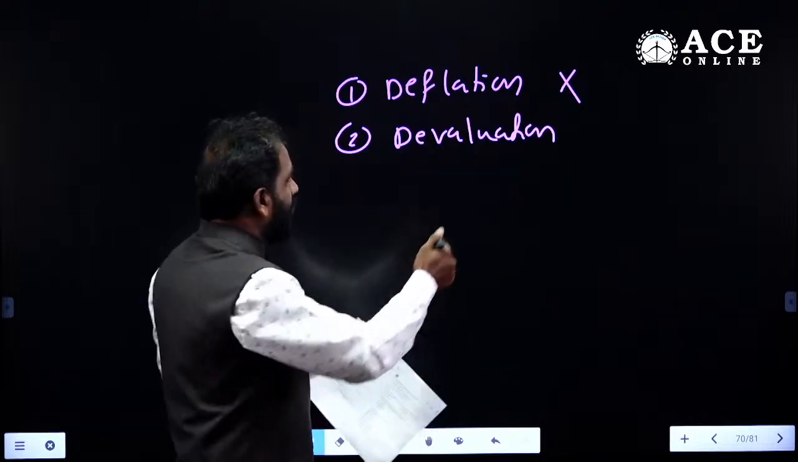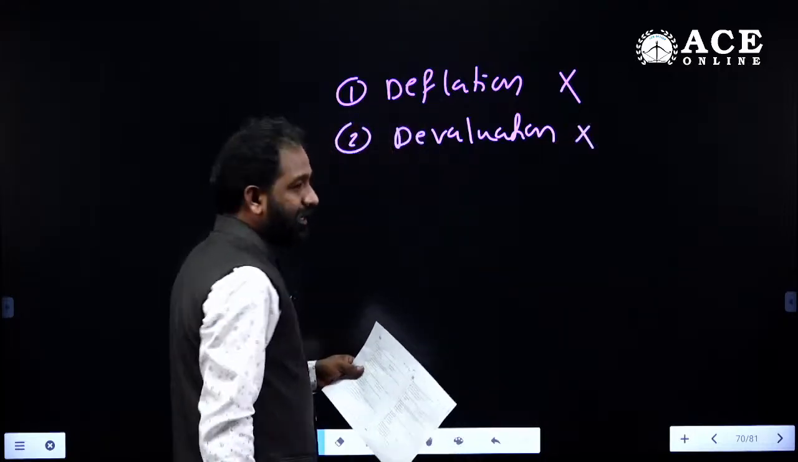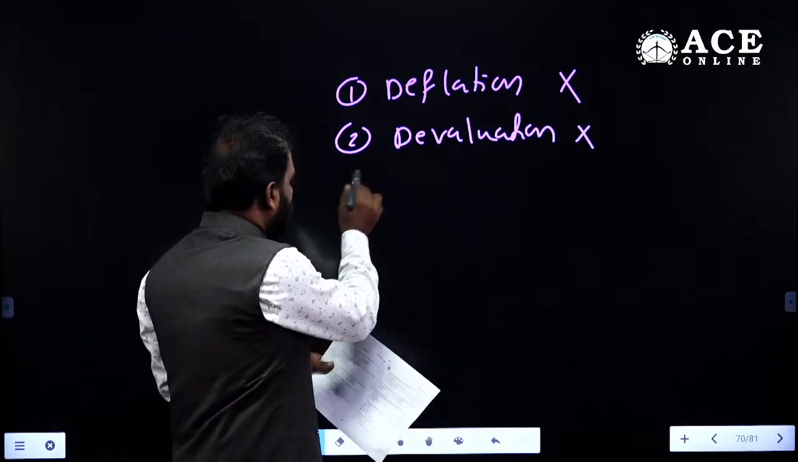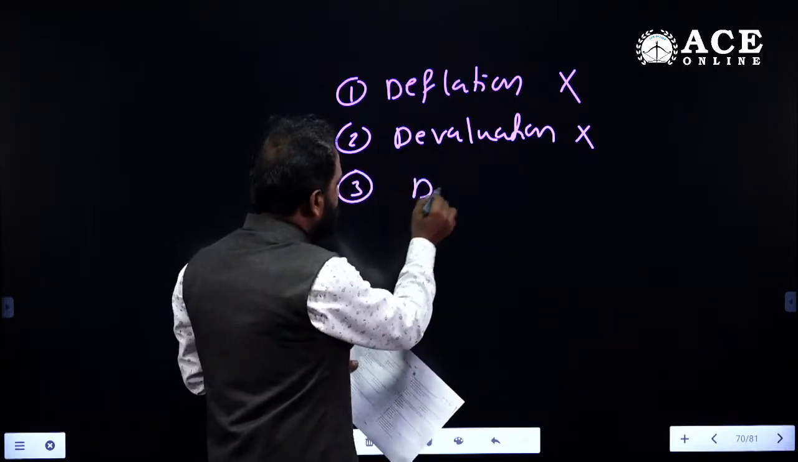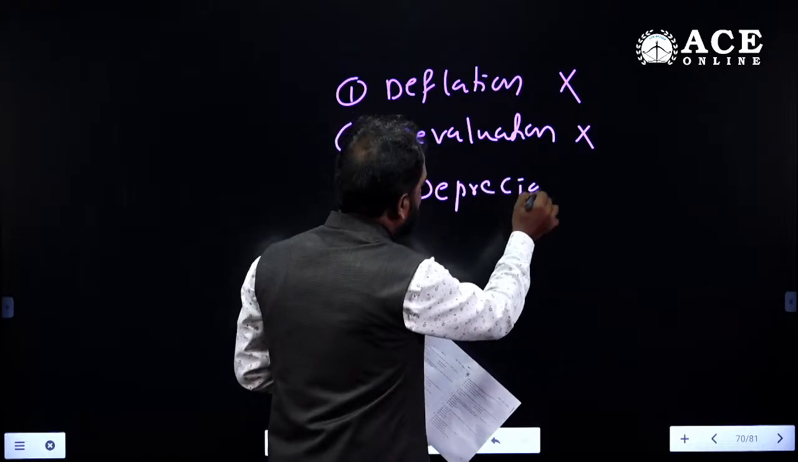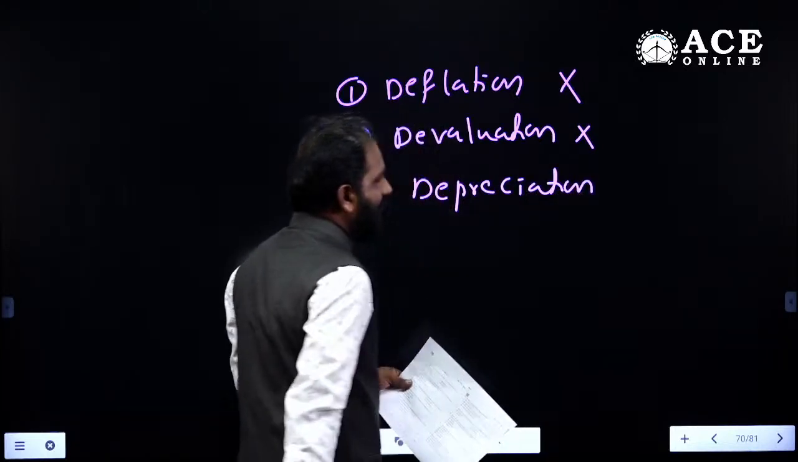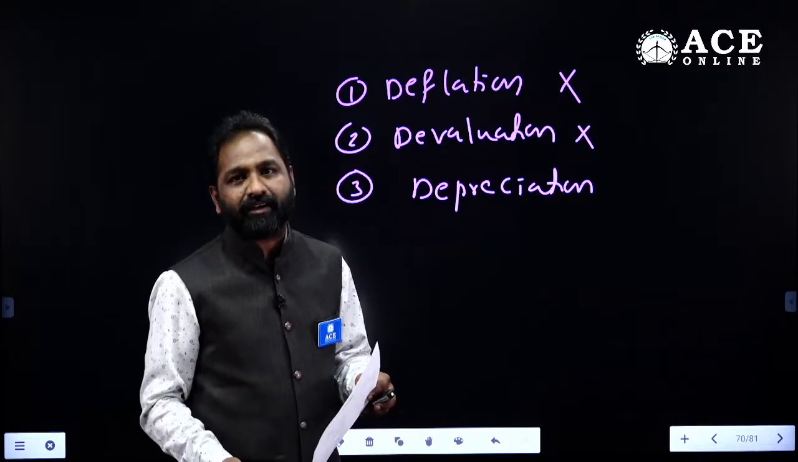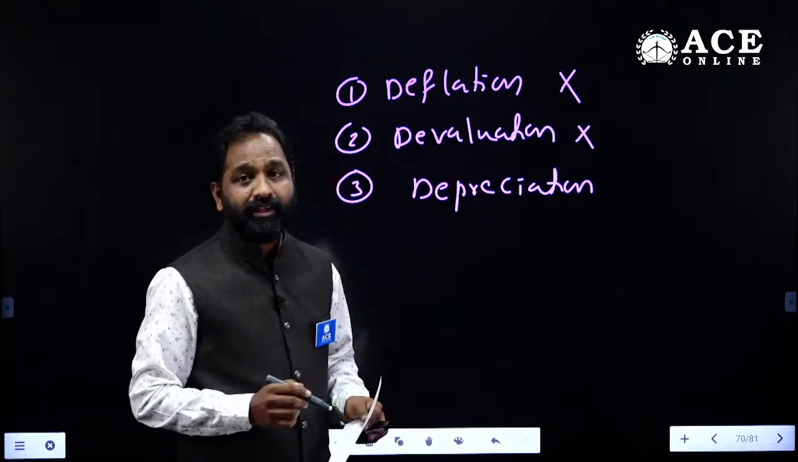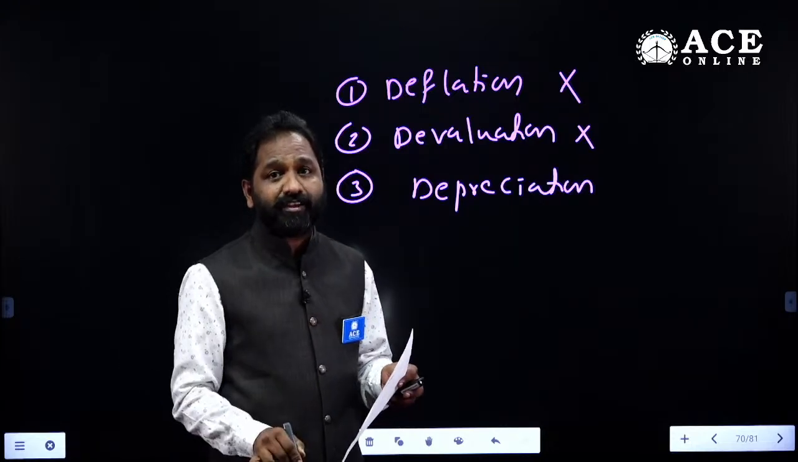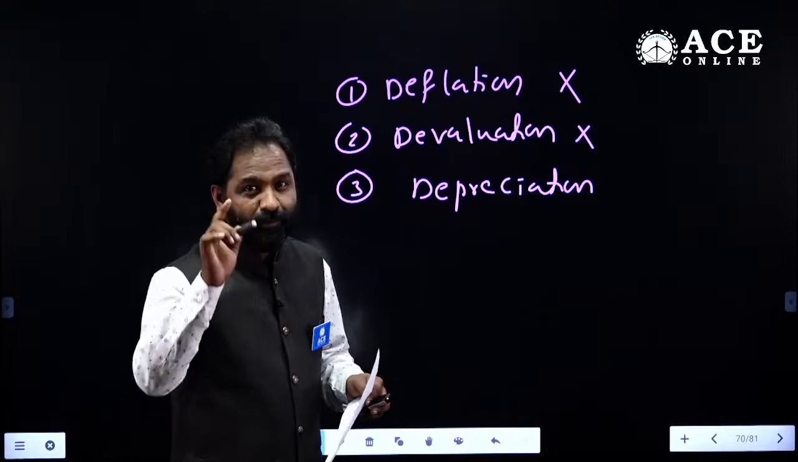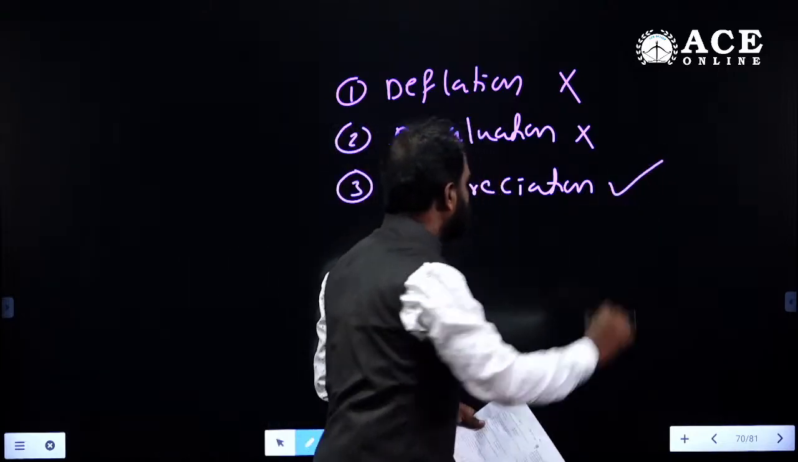So that option is completely wrong because the question asked is related to the market, right? So wrong. And the third one, it is called depreciation. Yeah, this is the right answer. So when the value of a currency decreases based on the other currency, based on the market, it is called depreciation. At the same time, when the value of a currency increases based on the market with respect to the other currency, it is called appreciation. So the right answer is C.